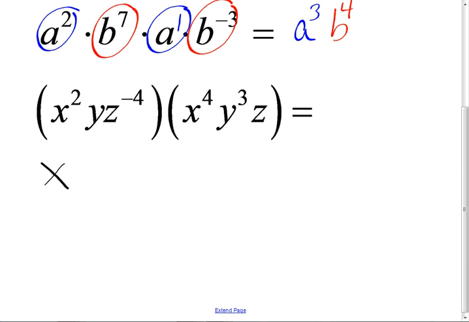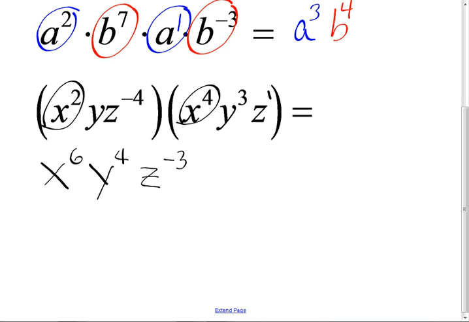But the property of exponents, you will use that. I have x squared and x to the 4th, so it's x to the what? Now for the tricky one, how about the y's? Good. You got that, Lexi? Good. It's y to the 4th. Oh, I guess the z's are tricky too. Excellent, Kate. Negative 4 plus 1 is z to the negative 3.